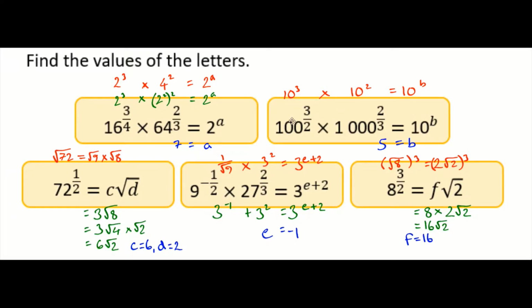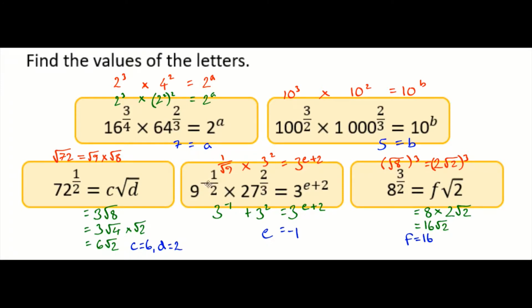This one here, hopefully you spotted square root of 100 is 10 and cube root of 1000 is 10. So this term was 10 cubed, this term was 10 squared, giving us 10 to the B. Add the powers and you get B is 5. This one was a bit harder.